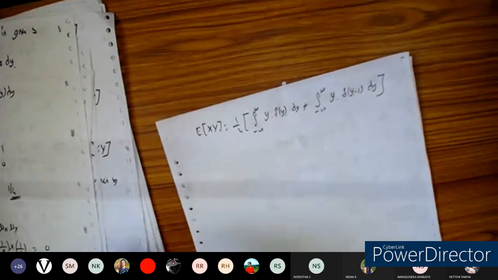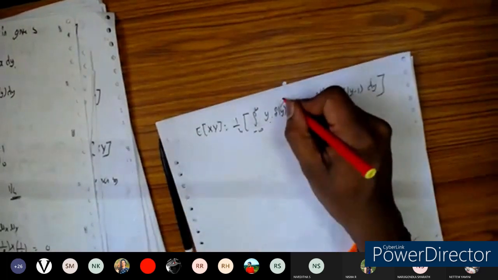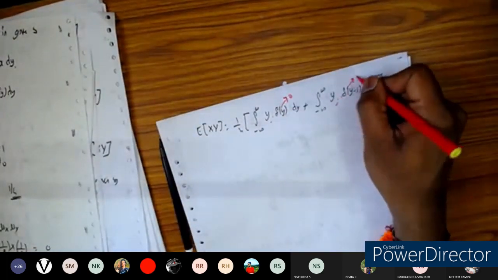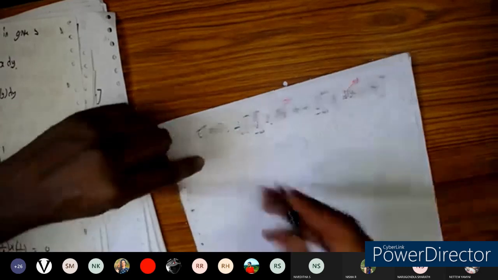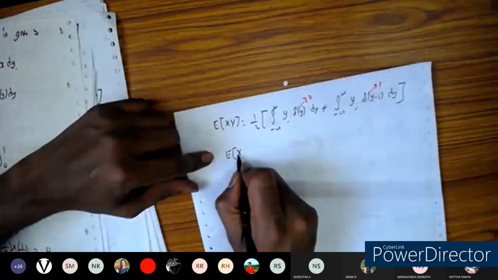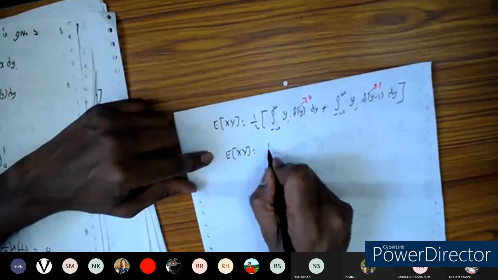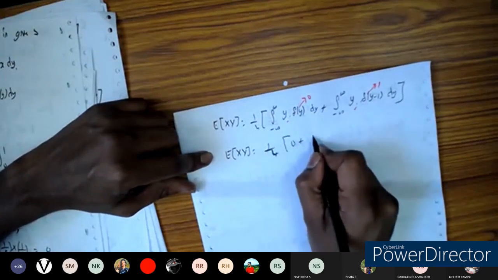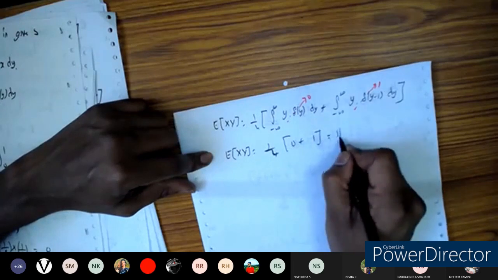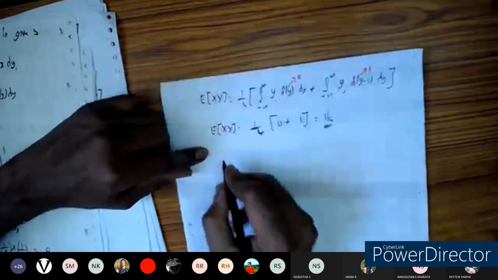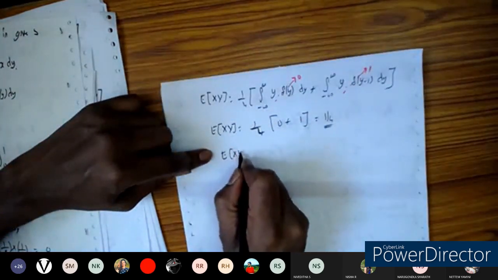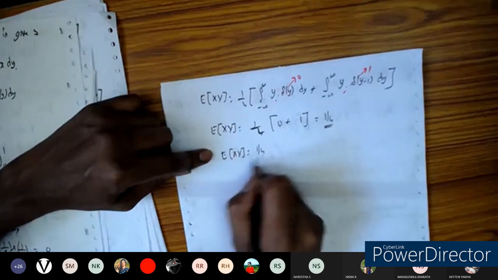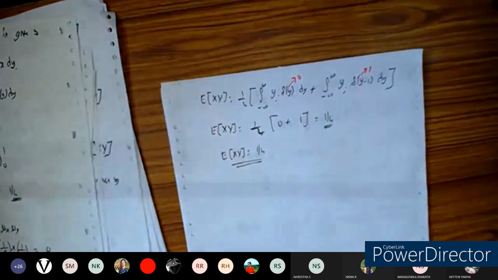So you already know this one, we already did this one. So this is nothing but 0. The integration of this one is nothing but 1. So we can write the correlation, expected value of x comma y, will become equal to 1 by 4 into 0 plus 1, which is 1 by 4. So this is the correlation of the random variables x and y.